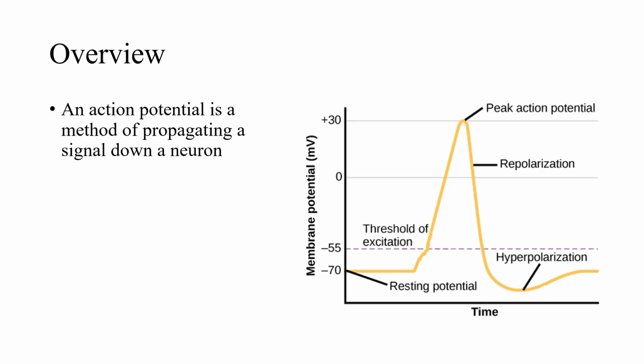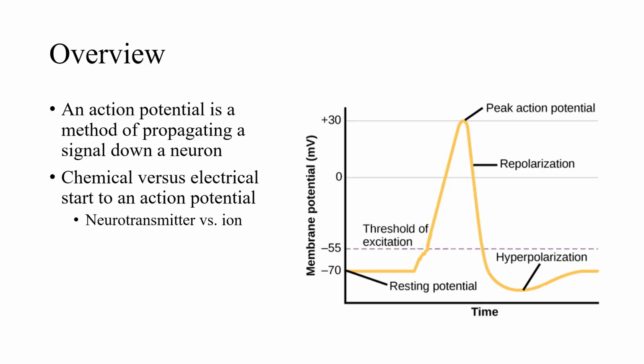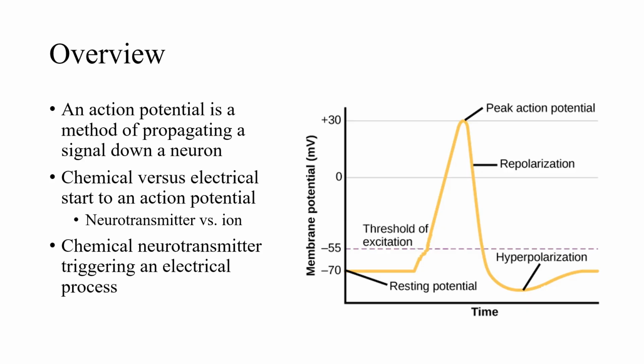There's two ways that this can start, a chemical or an electrical start to the action potential. When we say chemical, that means a neurotransmitter starts it, or an electrical would be an ion starting it. Remember, ions, positively charged, negatively charged, can start this as well. And when you have a chemical neurotransmitter starting this, it's going to trigger an electrical process.